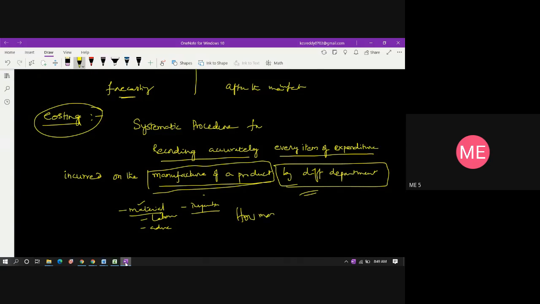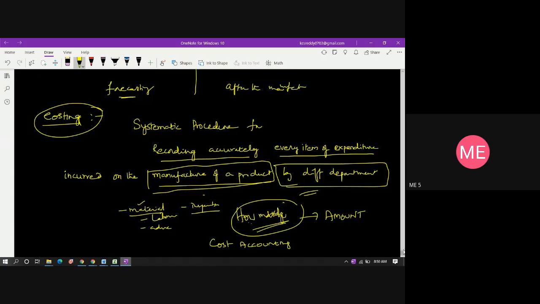The manufacturer should know how much money has been expended in order to produce the particular product. The procedure of arriving at this amount, which tells how much money is incurred, is known as costing or cost accounting. So this is the meaning of costing.